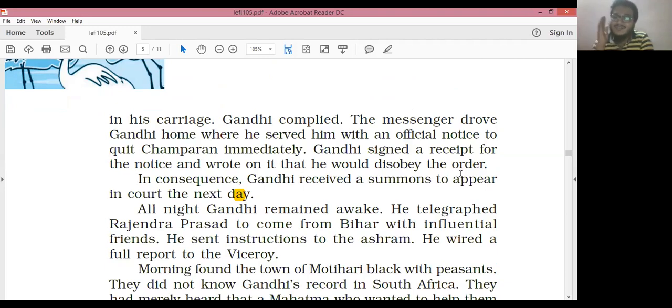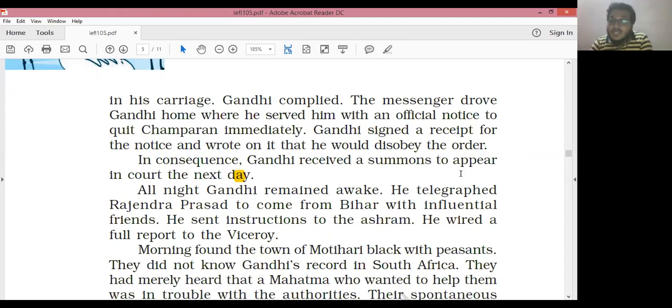So Gandhi's philosophy, Gandhi's system was quite different. He did not disobey, he did not reject; he accepted his notice, and in that notice he wrote down that he would not obey the order, he will disobey the order. So in consequence, Gandhi received a summons to appear at the court the next day. That was the result. Next day, Gandhi was asked to reach the court.